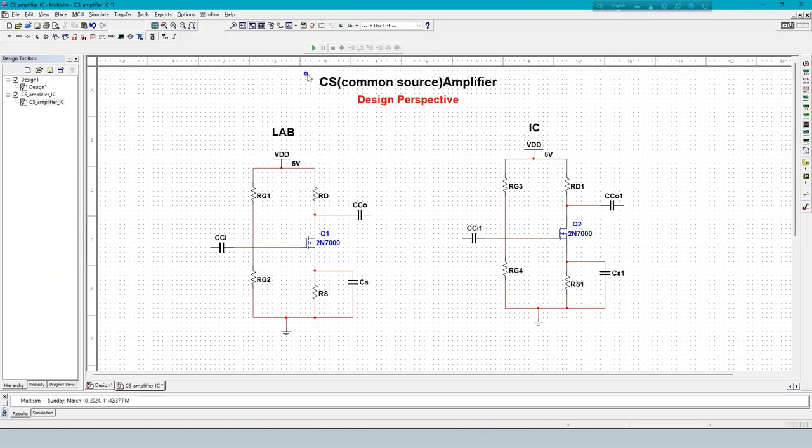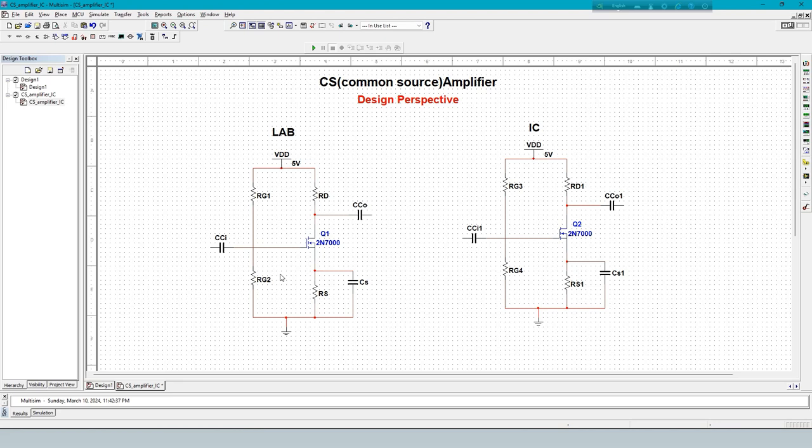This is a common source amplifier. If we want to implement and design this same MOSFET from an IC perspective, we must consider some different things. First of all, our G1 and G2, these two gate resistors, are mainly used for biasing. For a high threshold voltage, we must use this voltage divider.